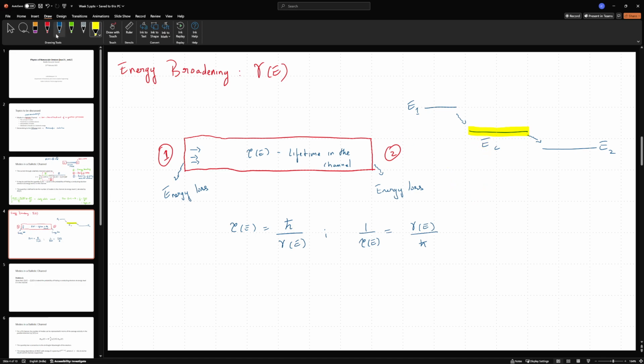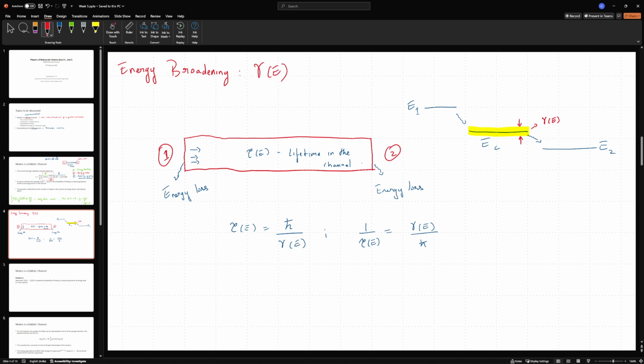When we have an electron moving through the channel, the single energy level EC, which is how energy levels are present in solids, like quantized energy levels, will get smudged over. So this smearing out of the energy level is given by gamma of E. And as you can imagine, gamma of E is going to be very small, because tau is whatever time the electron takes to cross a channel, which is a few nanometers in length. So even if I assume a very modest velocity, this is going to be a very small time.